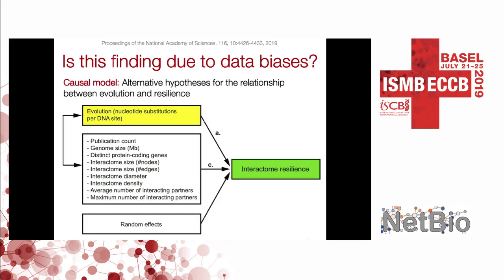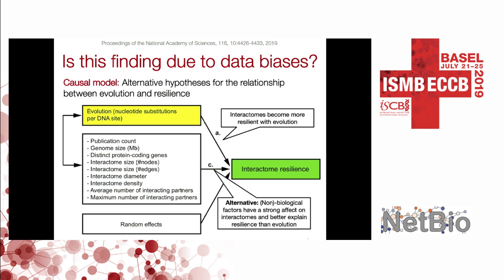And really to study that and answer whether this finding is due solely to data biases, we devised a causal model that allows us to really understand whether that relationship between evolution and the interactome resilience that I showed on the previous slide is due to actual properties of the data and the potential underlying biology, or if it can be solely explained by various biological and non-biological factors. For example, simply the amount of research that has been done on a particular species, or the average degree of proteins in the interactome networks.